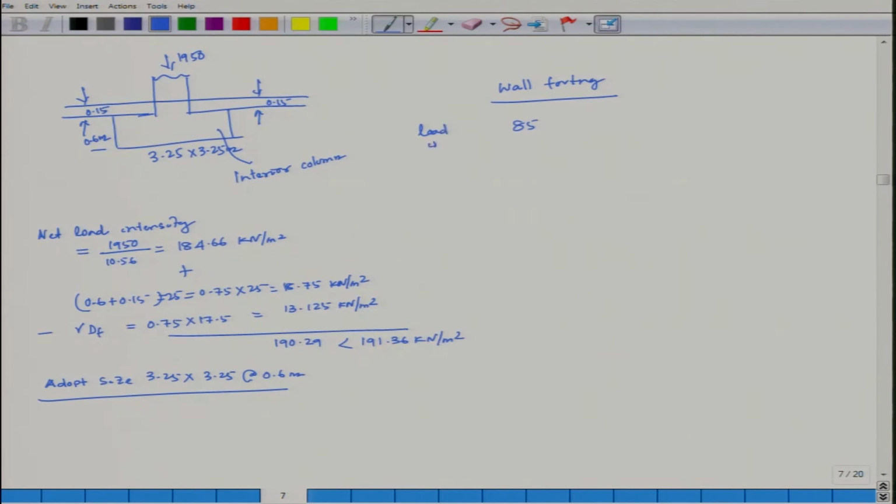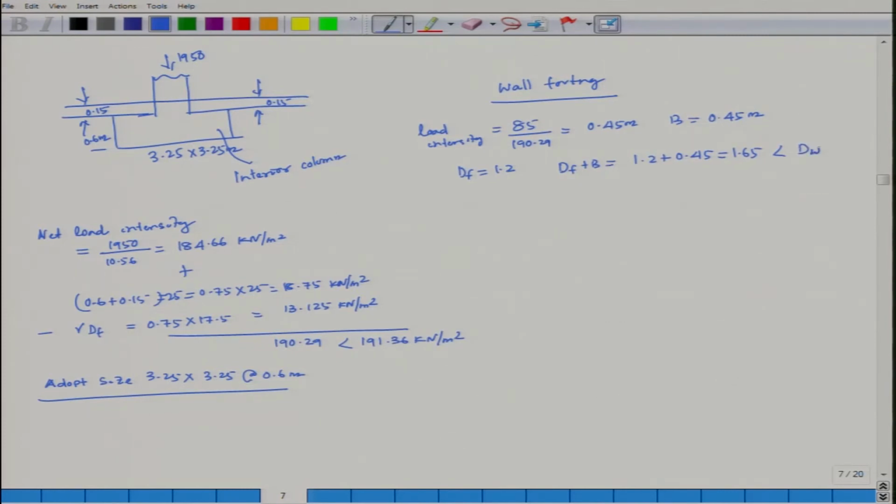Load intensity 85 divided by your bearing capacity 190.29, which is equal to 0.45 meter, then B is equal to 0.45 meter. Then take DF is equal to 1.2, then DF plus B is equal to 1.2 plus 0.45, which is 1.65.